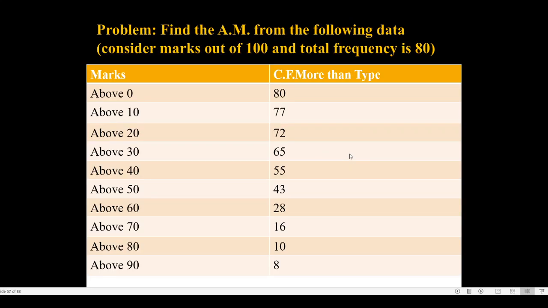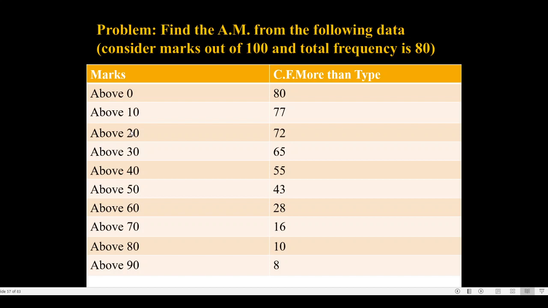Then take one problem. Find arithmetic mean from the following data. Consider marks out of 100 and total frequency is 80. Suppose this type of problem is given. Here marks above 0, above 10, up to above 90 are given, and the corresponding values of more than type cumulative frequencies are 80, 77, etc., up to 8.